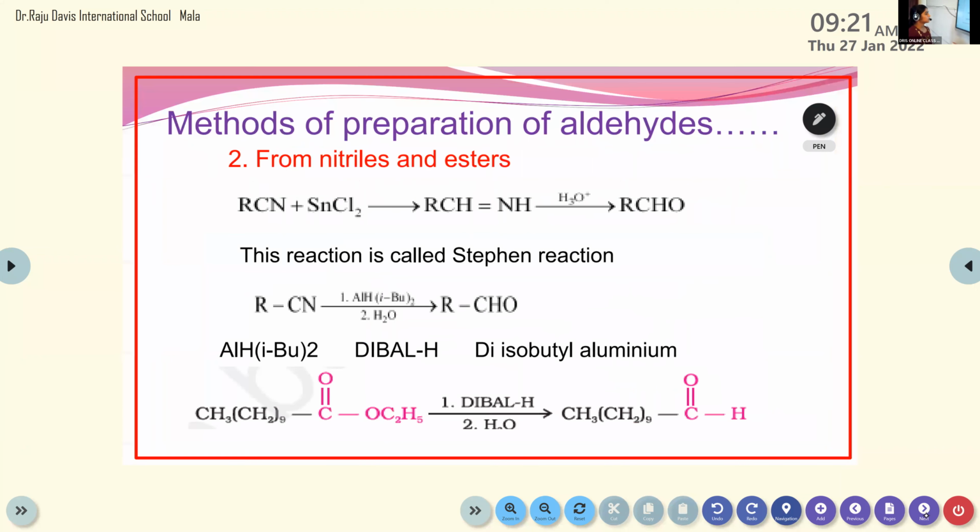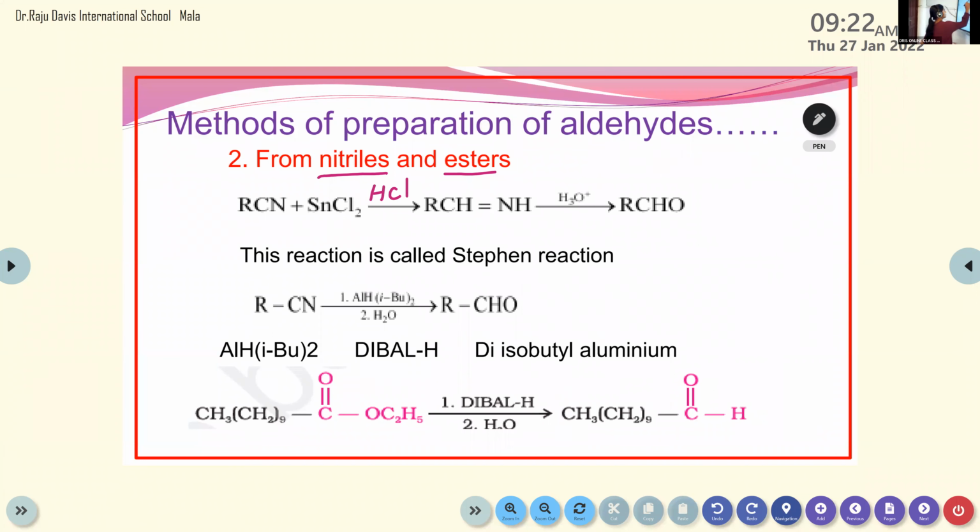So the second method of preparation is from nitriles and esters. First, the method from nitriles: here RCN is the common formula for nitriles, and the reagent used is stannous chloride, SnCl2, and HCl, hydrochloric acid.